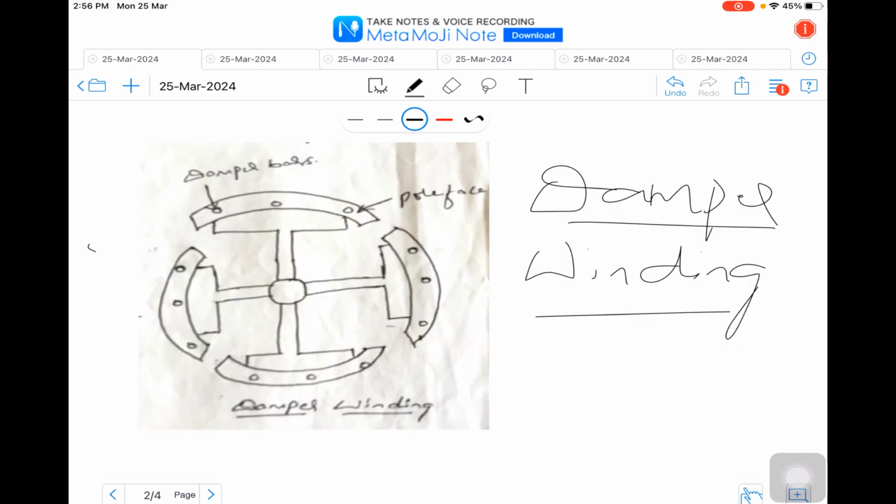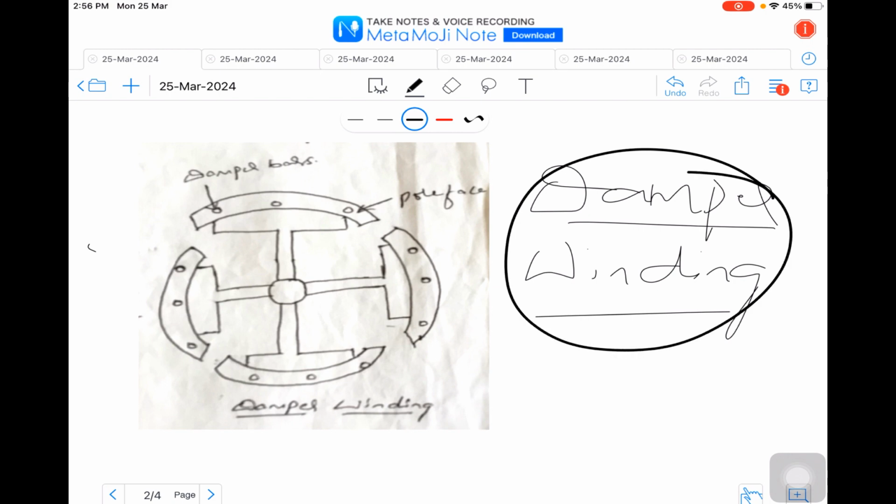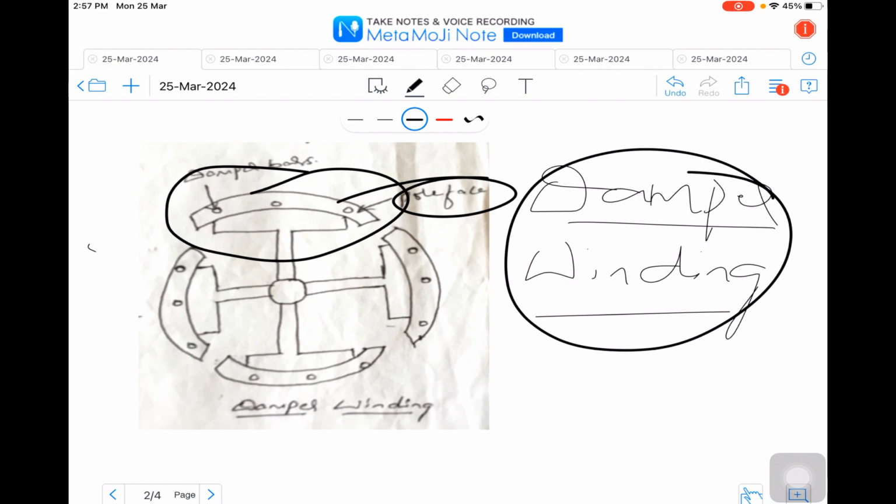The major method to reduce hunting is damper windings. This is the effective practical way in which hunting is reduced. Here you can see the damper bars and the pole face, and the whole picture is nothing but your damper windings. The damper windings are short-circuited copper or aluminum bars, generally placed on the faces of the field poles of the salient pole machine.